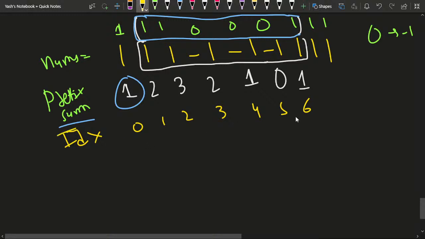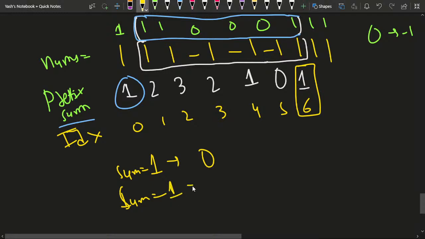So if I have up till here, if I have the indexes here, so what do I see? I had seen this at this particular index. I had seen a 1 at the index 0. Okay, thanks a lot. So if I had seen sum is equal to 1 at the index 0, and I can see a sum is equal to 1 at the index 6.